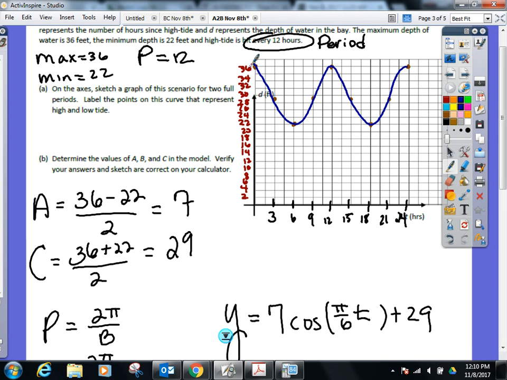Any issues? High tide, low tide, high tide, low tide. Every 12 hours. Anybody nervous, or are we good? I'll let some people finish up their graphs before we go to the next one.